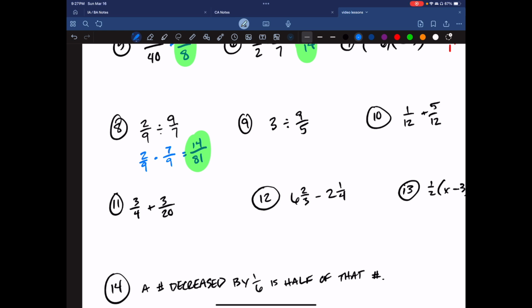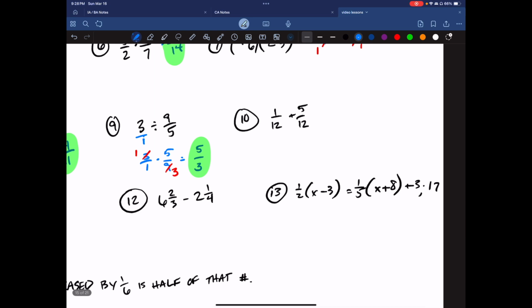Okay. Now, problems like number 9 can be tricky because you have a whole number. But you have to remember any whole number is understood to be over 1. And so when I rewrite this, it's going to be 3 over 1 times 5 over 9. Again, reduce if you can. So yeah, 1 and 3. 3 goes into 3 one time. 3 goes into 9 three times. You have 5 over 3. Easy peasy.